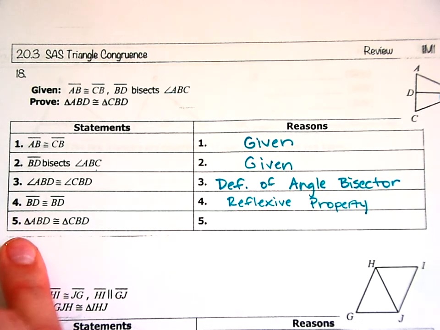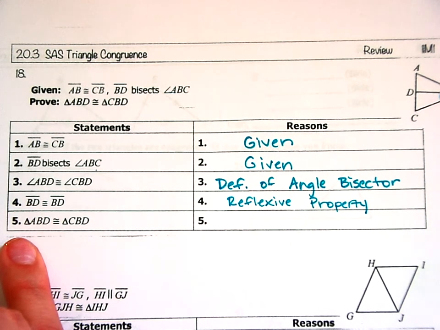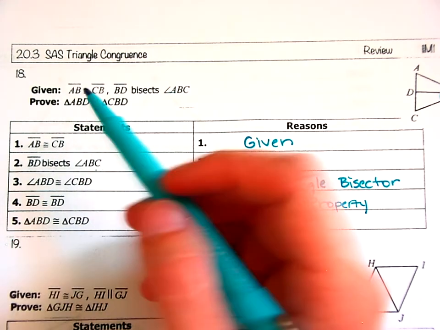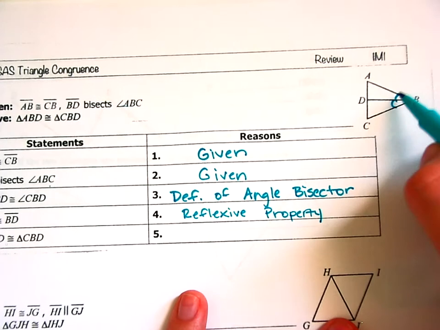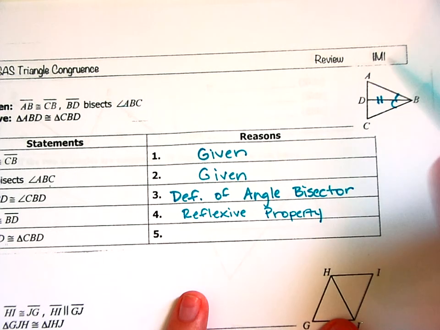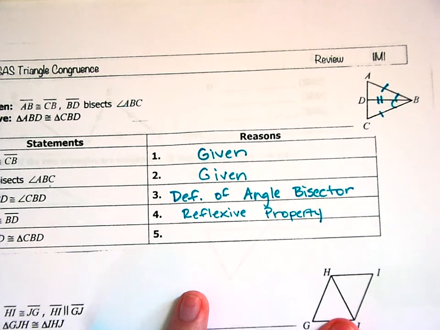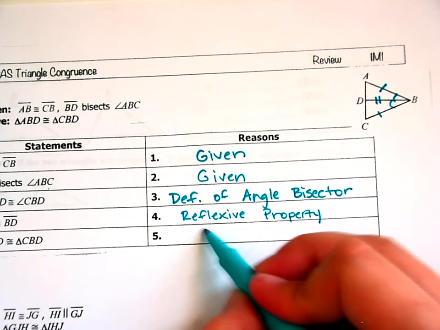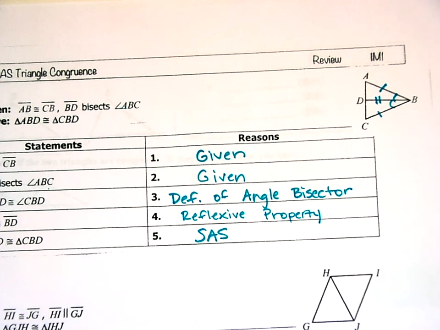And then the last one, remember, whatever you're trying to prove is your last statement. So we were trying to prove the triangles were congruent. So we labeled that these angles were congruent. We said that this side was congruent with itself. And then don't forget, it told us that AB is congruent to CB. That was one of the givens. So let's see what we have here. Side, angle, side. And that's how we know the triangles are congruent.